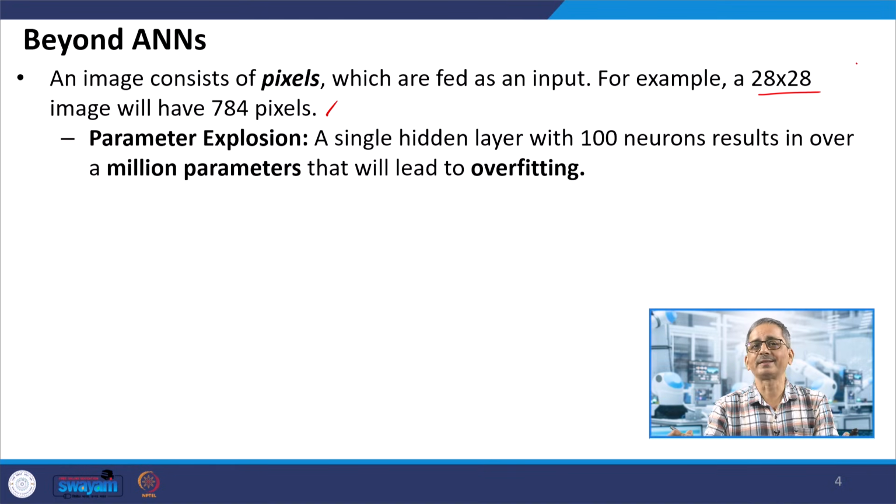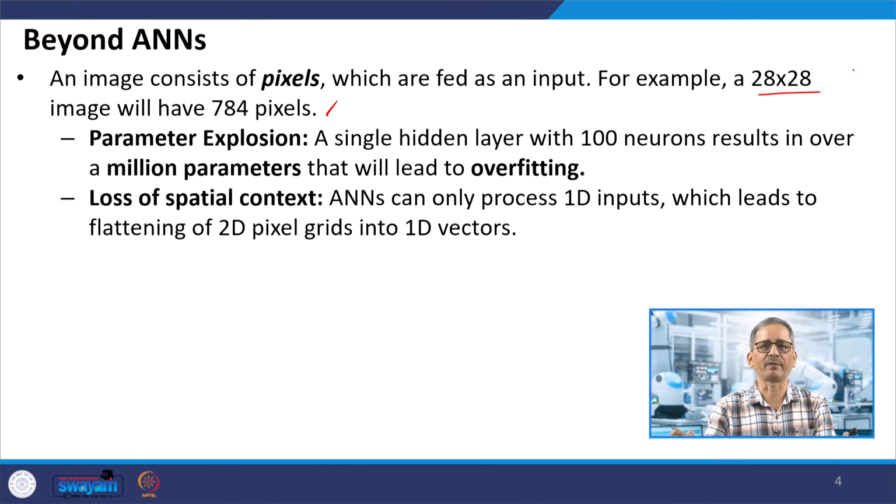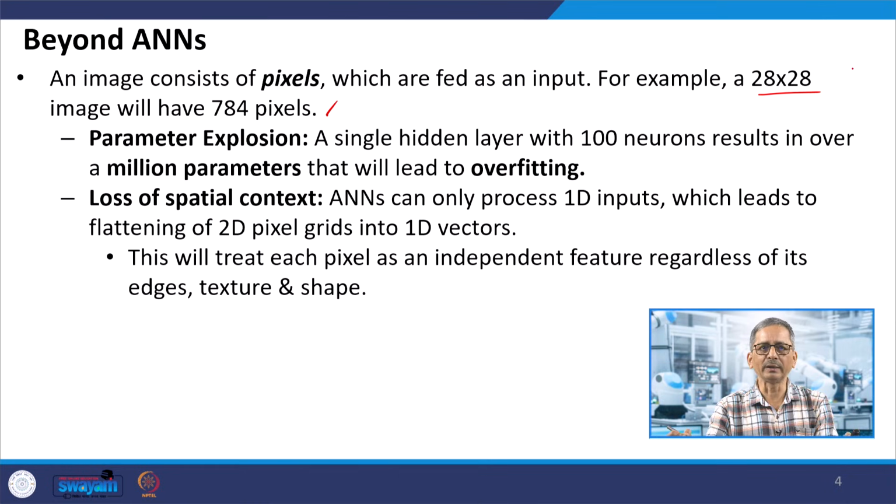A single hidden layer with 100 neurons results in over a million parameters, and that is going to lead to overfitting. What overfitting is, we have seen in our previous lectures. Then we are going to have the loss of spatial context. ANN can only process 1D inputs, and this leads to flattening of the 2D pixel grid into a 1D vector. Further, this will treat each pixel as an independent feature regardless of its edges, texture and shape.